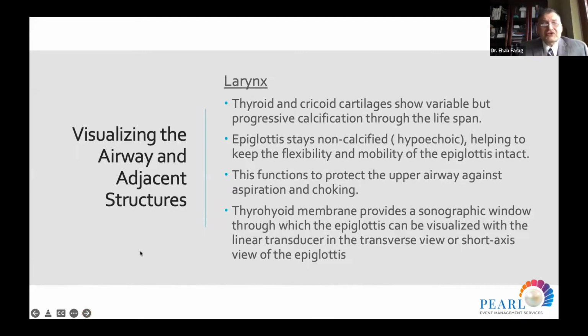The second most important structure we have to speak about is the larynx. The thyroid and the cricoid cartilage show variable but progressive calcification with age. However, the most important thing to understand is that the epiglottis stays non-calcified. That means hypoechoic, and that helps keep the flexibility and mobility of the epiglottis intact.